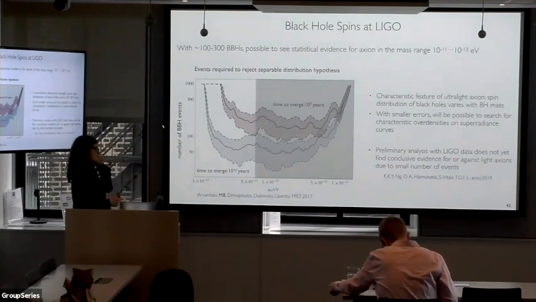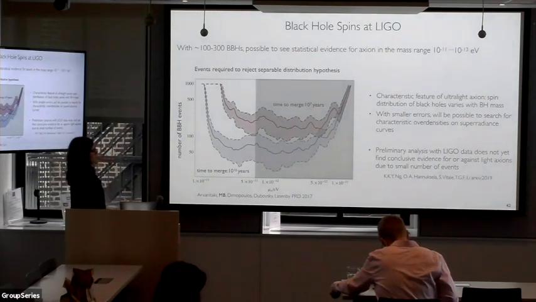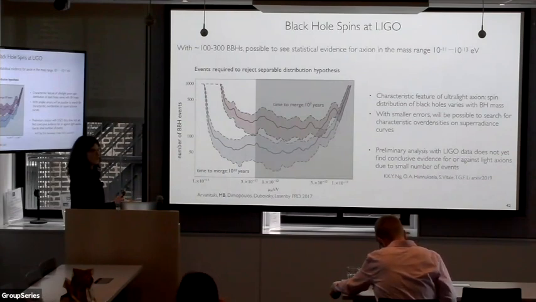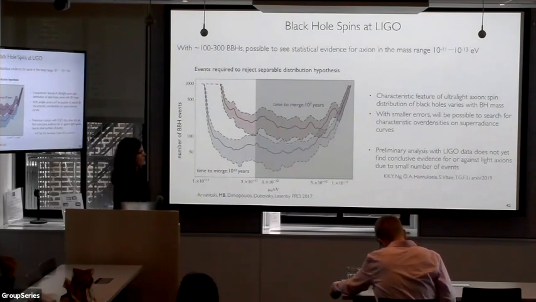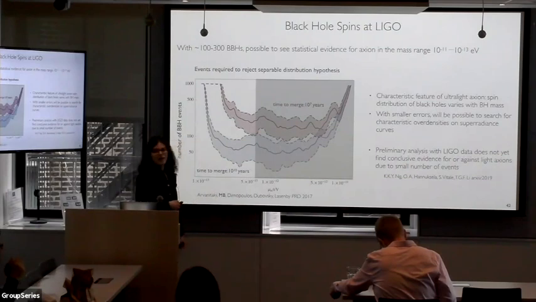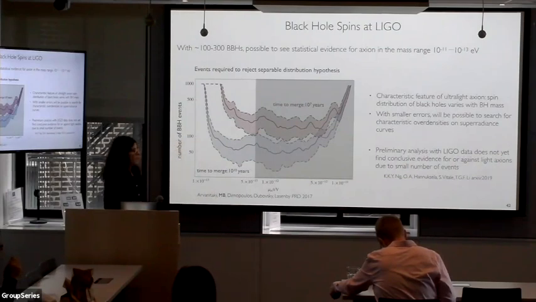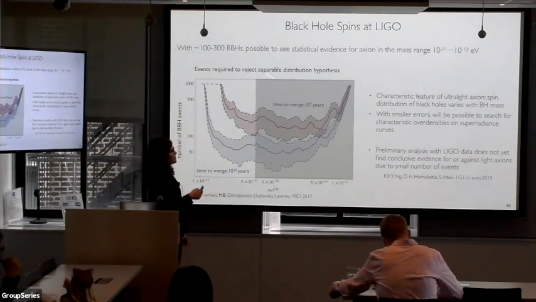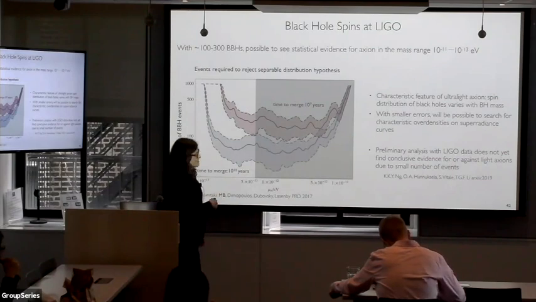So if you take hundreds to a few hundreds of black holes, depending on whether they take 10 million years to merge or a billion years to merge, you might need several hundreds or 100 events to reach this conclusion with the current typical LIGO spin error bars. This was something I posted in 2017.